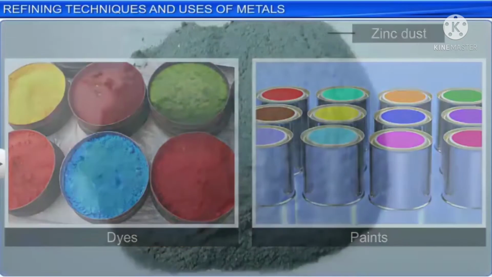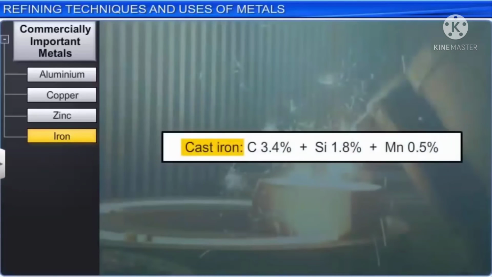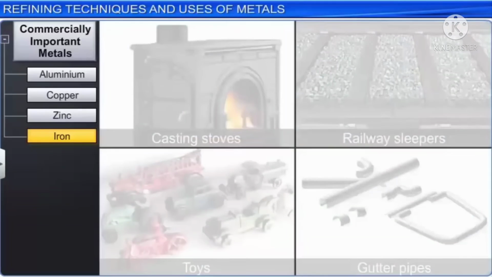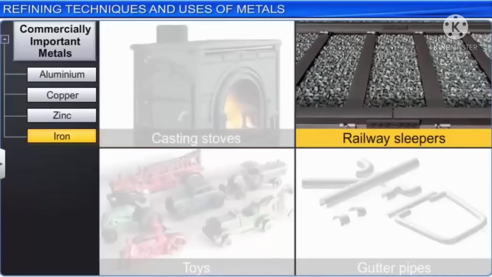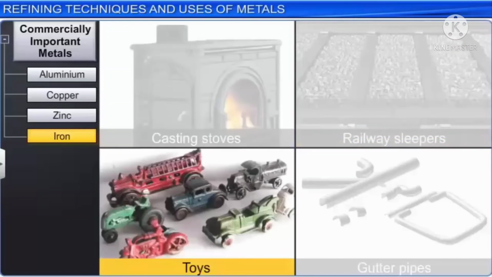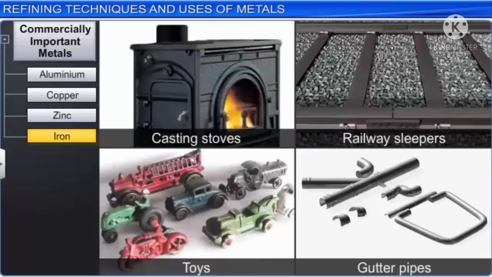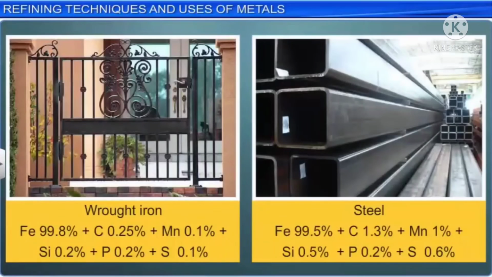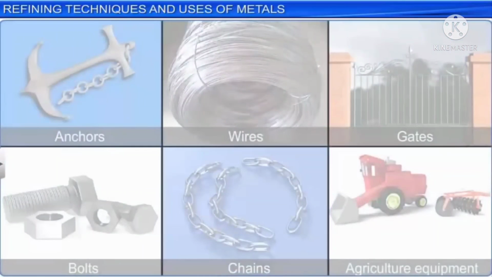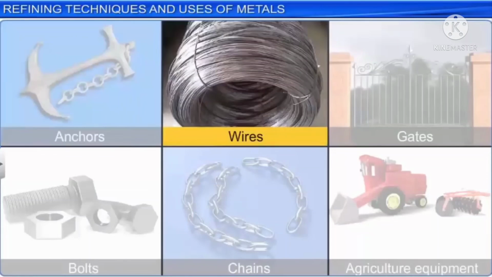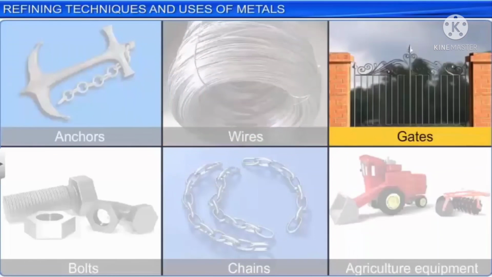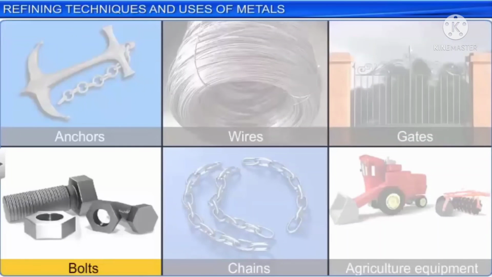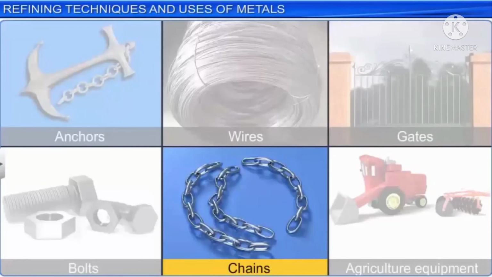Cast iron, the most important form of iron, is used for casting stoves, railway sleepers, toys, and gutter pipes. It is also used in the manufacture of wrought iron and steel. Wrought iron has several uses. To name a few, it is used to make anchors, wires, gates, bolts, chains, agricultural equipment, and furniture.